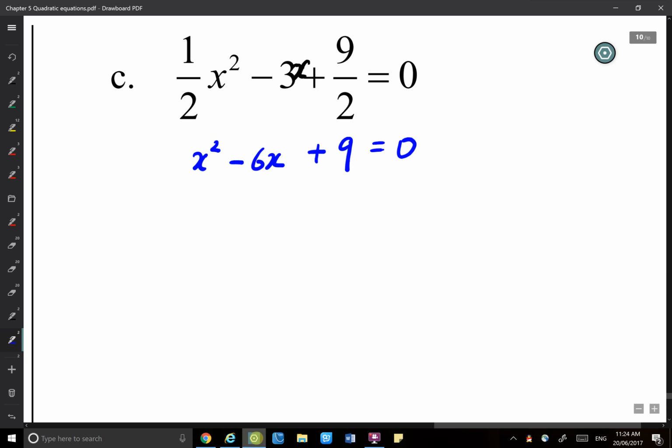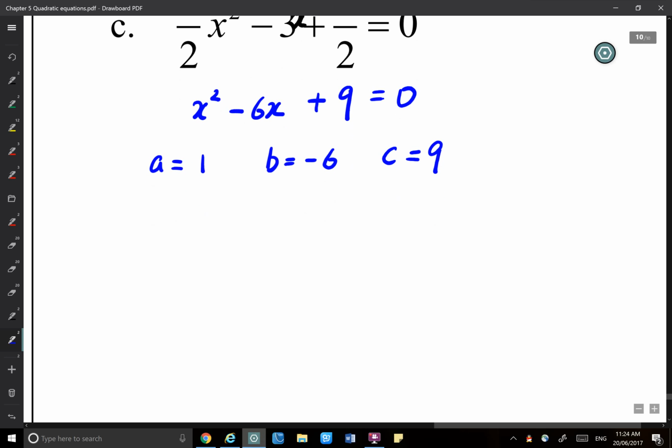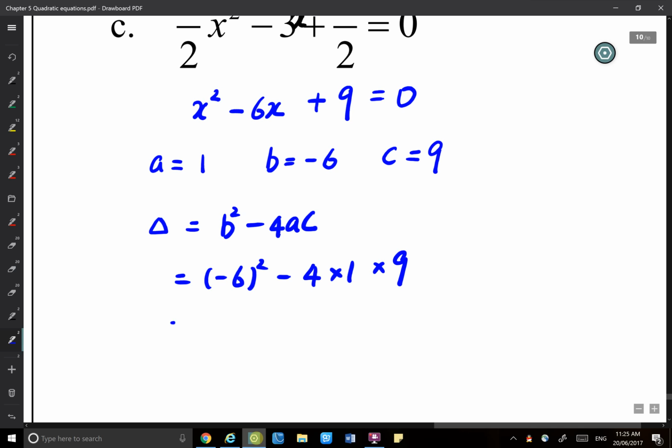So in this case, what does a equal to? B, C, 9. Okay, discriminant will be b squared minus 4ac. That's minus 6 squared minus 4 times 1 times 9. 36 minus 36. That equals 0.